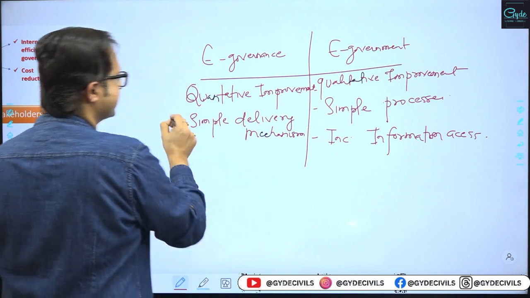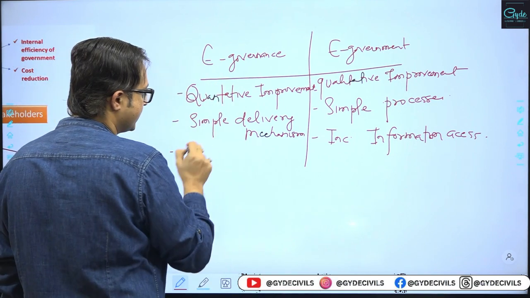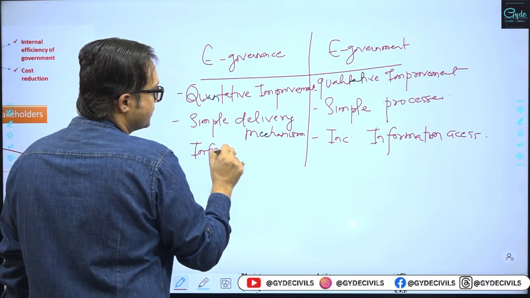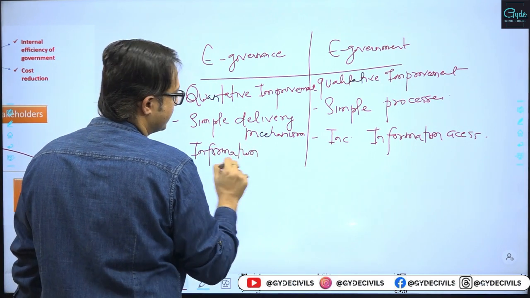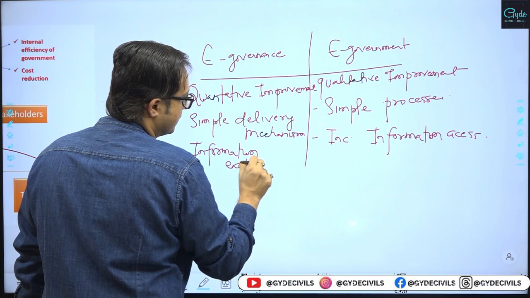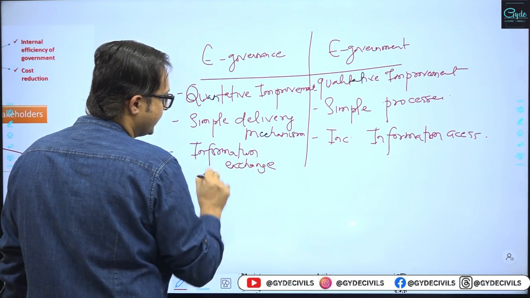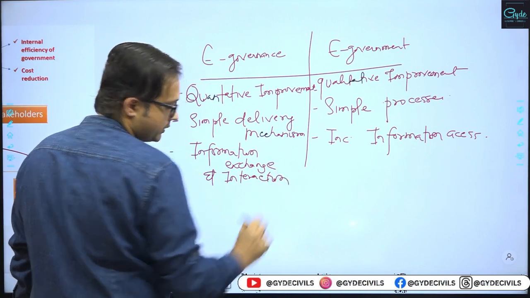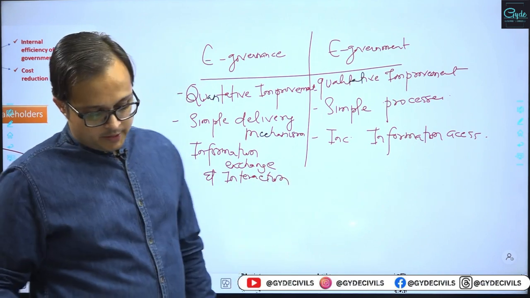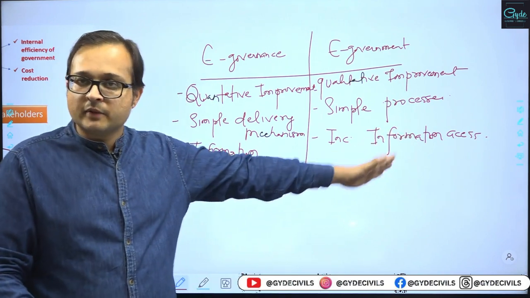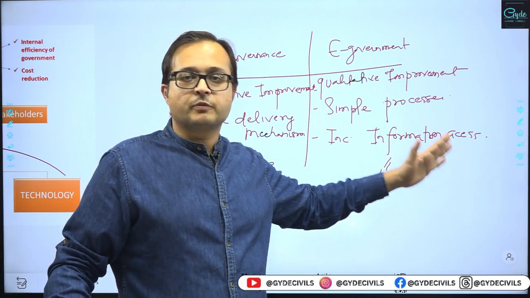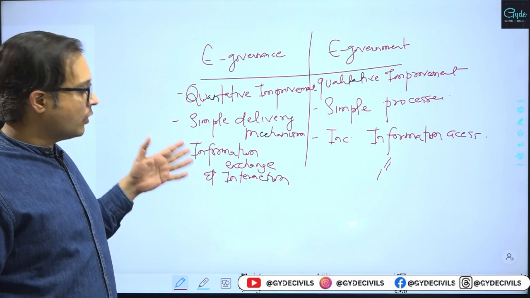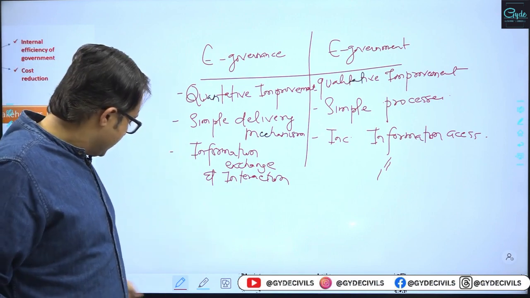Whereas e-governance is created for information exchange and interaction. That's why it is far more broadened, right? It increases seamless government patterns. Seamless or paperless working patterns are being created. Rather, it increases the overall management of the government, right?